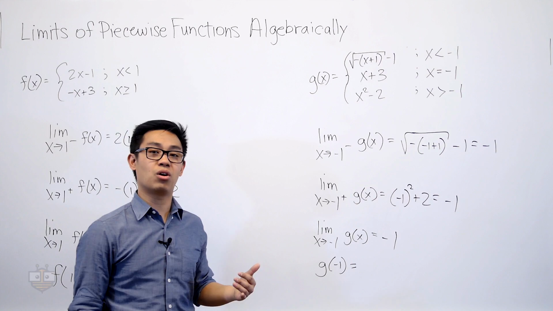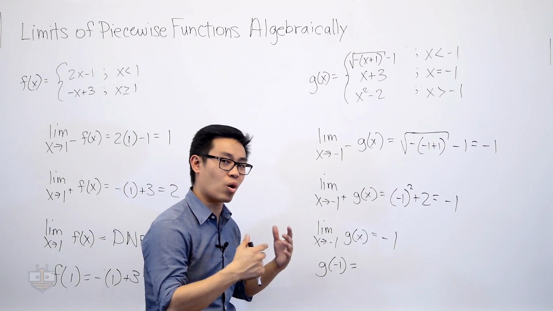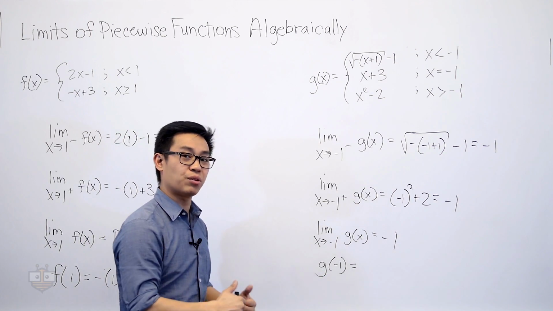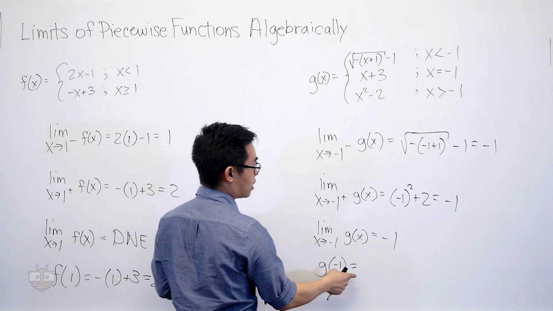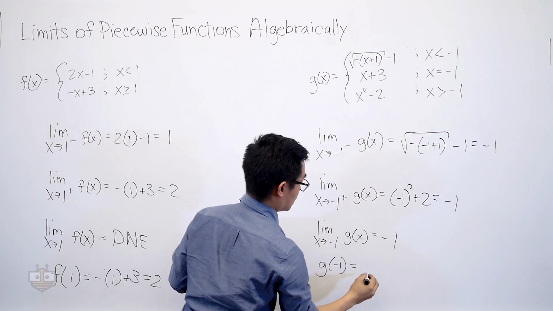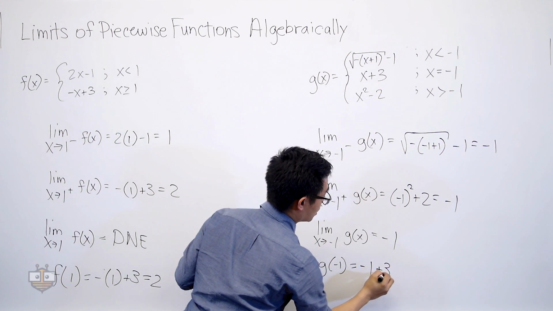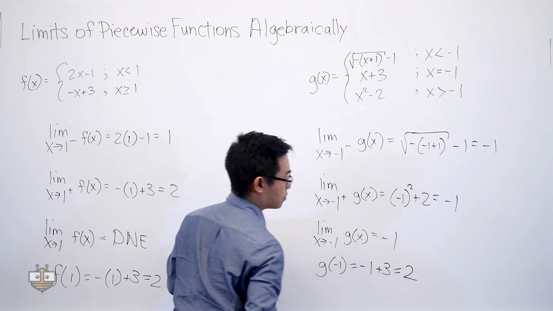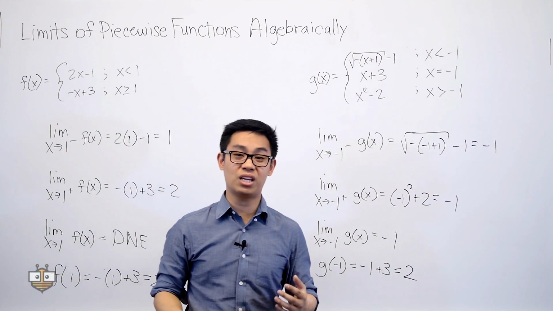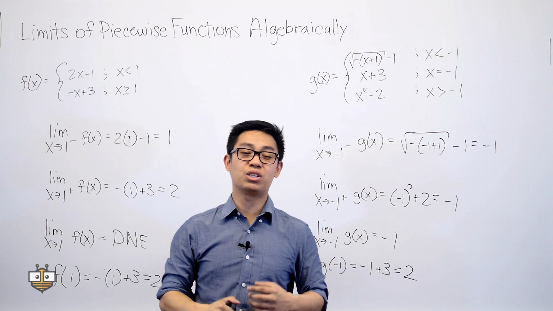But what if I wanted to know what g at negative 1 was? So what is the value of the function specifically at the x value of negative 1? That, of course, means to sub into this function. So we get negative 1 plus 3, and we get 2. So you don't necessarily need to graph a piecewise function to figure out the limit.